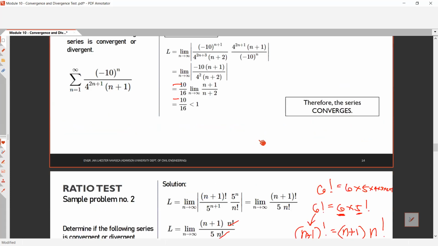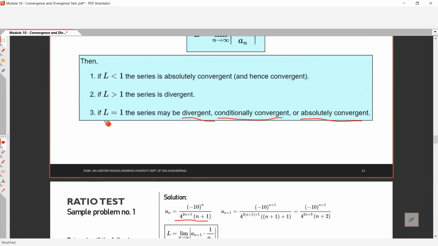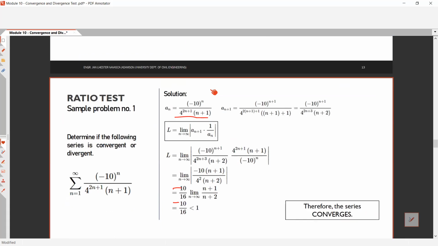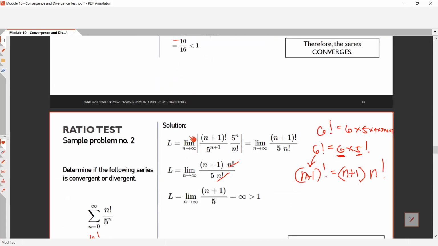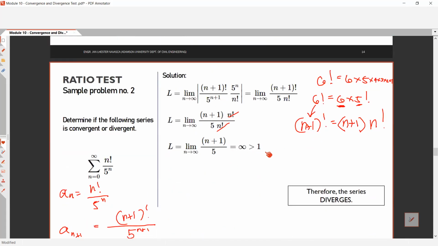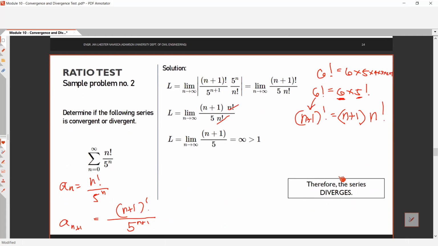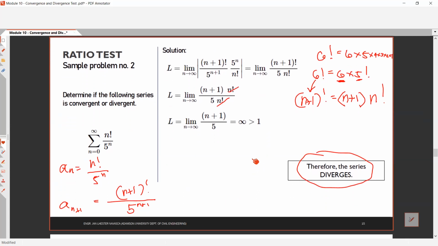So therefore, class, since the value of L is greater than 1, the series is divergent. Okay, so therefore the series diverges. This one. Is that clear, class? Okay na ba?